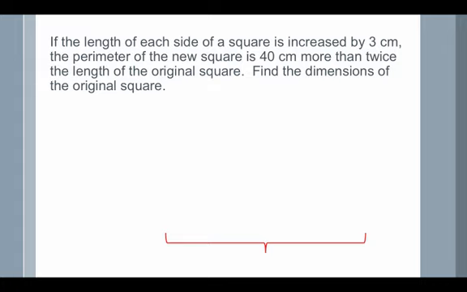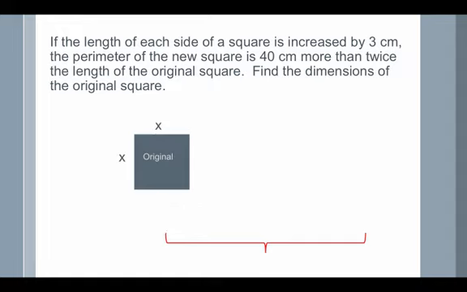The key is changing the English to math symbols. I have a problem. If the length of each side of a square is increased by 3 centimeters, the perimeter of the new square is 40 centimeters more than twice the length of the original square. When you guys try to read that without drawing a picture, you do get lost. As I read it to you, I'm sure many of you rolled your eyes or went, oh my heavens, how would I ever figure this out on my own? You will figure it out on your own because you're going to draw a picture.